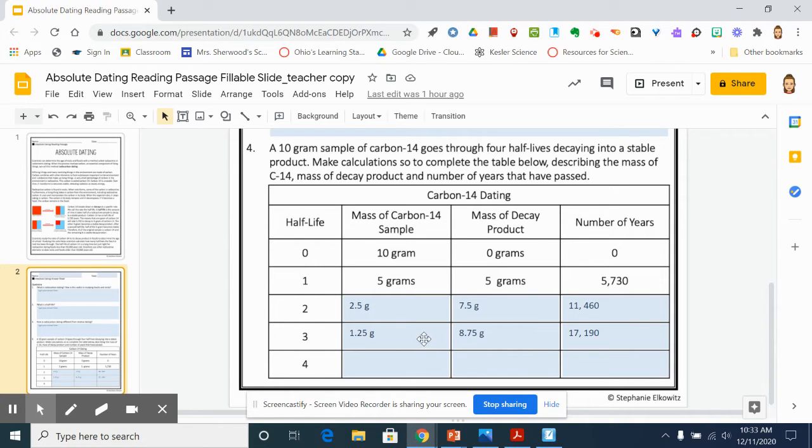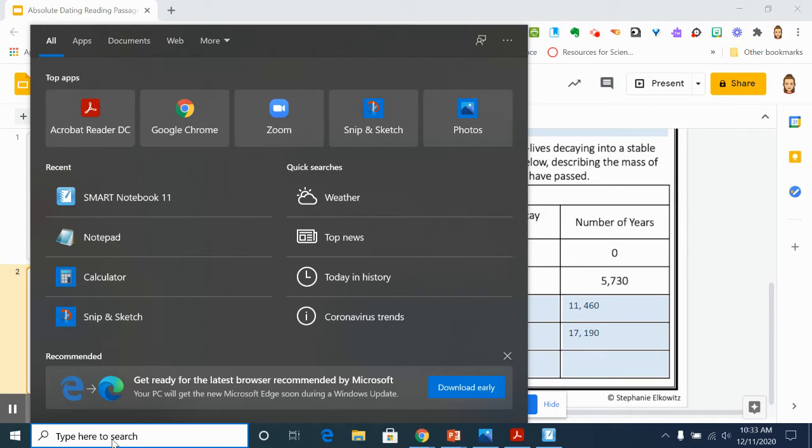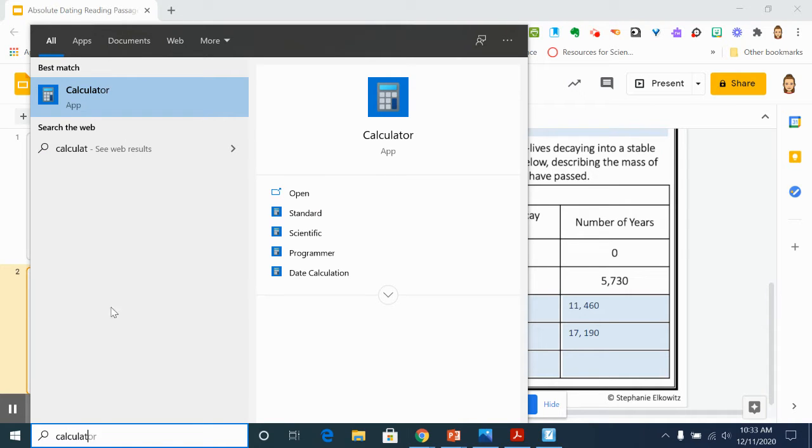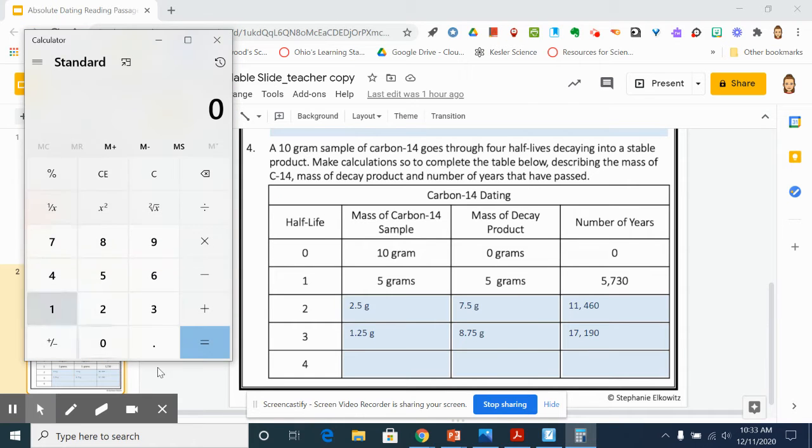Now, in order to figure out the mass of carbon-14 sample that is left after 2 half-lives, literally all we have to do is look at what we have after the first half-life, which is 5 grams, and divide that by 2. Once we divide that by 2, this is what we come up with, and I encourage you guys to utilize your calculator just to make sure that your calculations are exact, because that's how I'm going to grade this assignment.